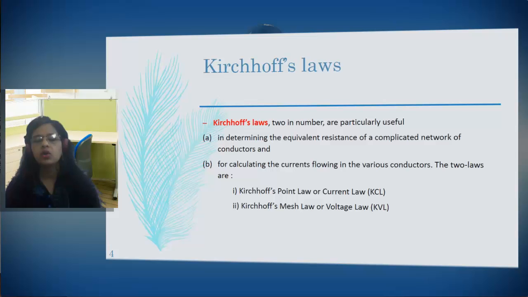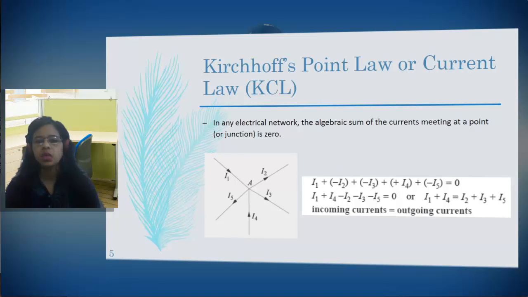So how many Kirchhoff's laws are there? There are two laws. Why are they useful? They are useful in determining the equivalent resistance of a complicated network of conductors and for calculating the currents flowing in various conductors. The two laws are Kirchhoff's point law or Kirchhoff's current law, abbreviated as KCL, and Kirchhoff's mesh law or Kirchhoff's voltage law, abbreviated as KVL. First I will discuss KCL, that is Kirchhoff's point law or current law.